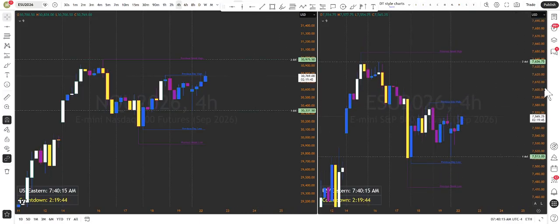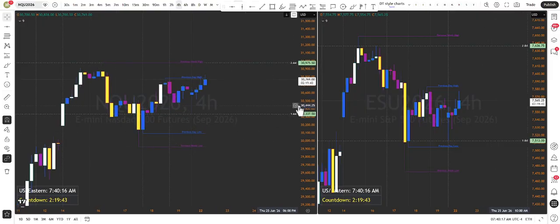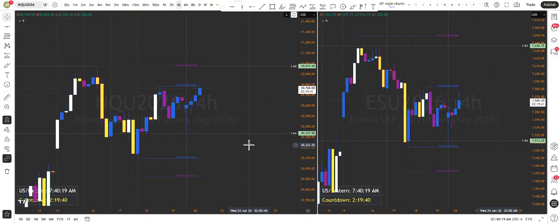So you can see we can move. So these are my first draws on liquidity for the day. As you can see, this is 30,339, and right now we at 30,007.